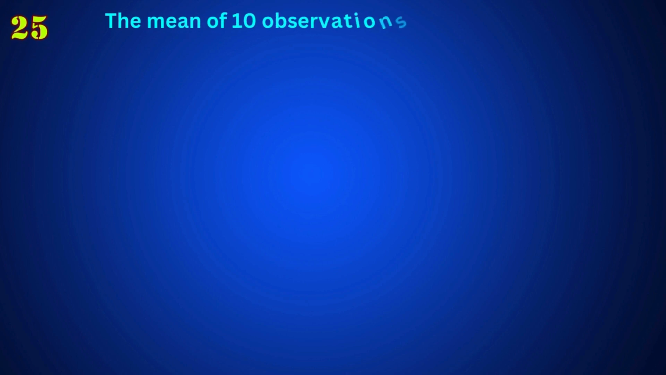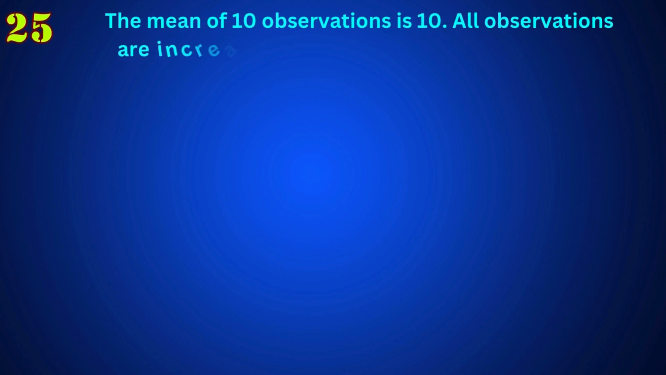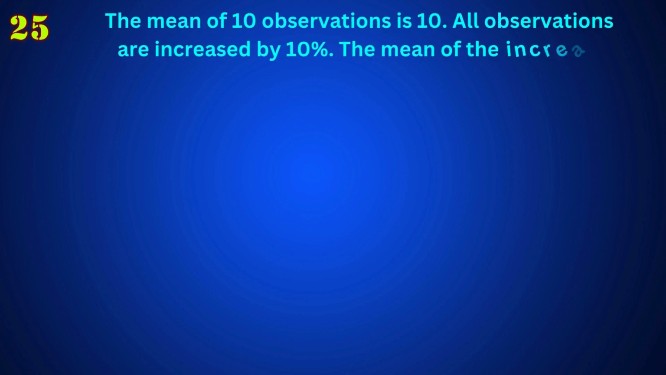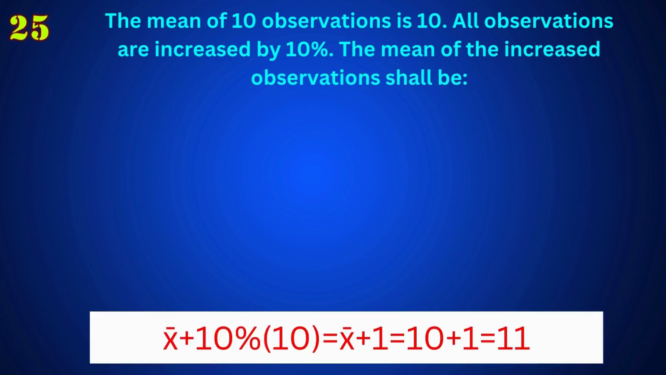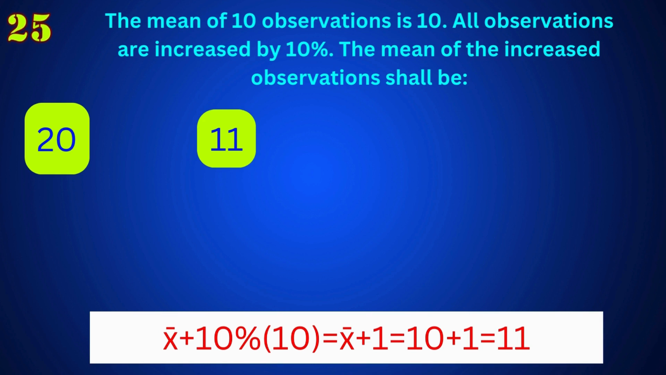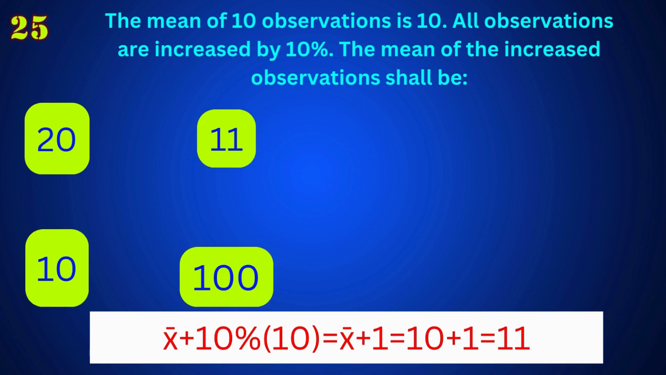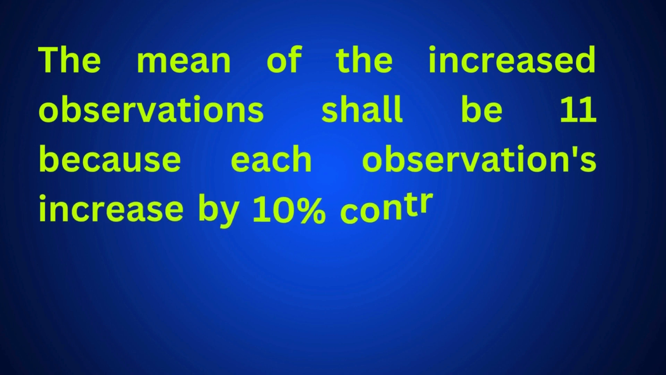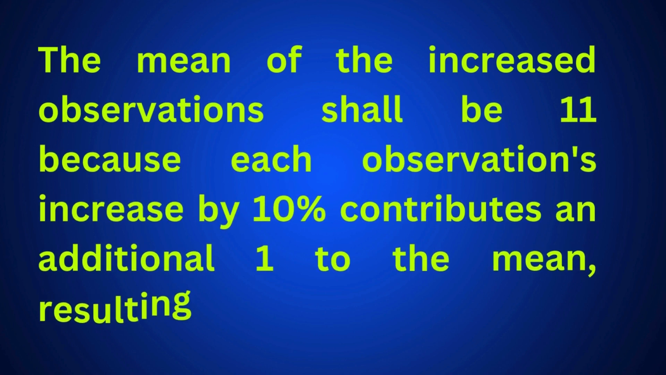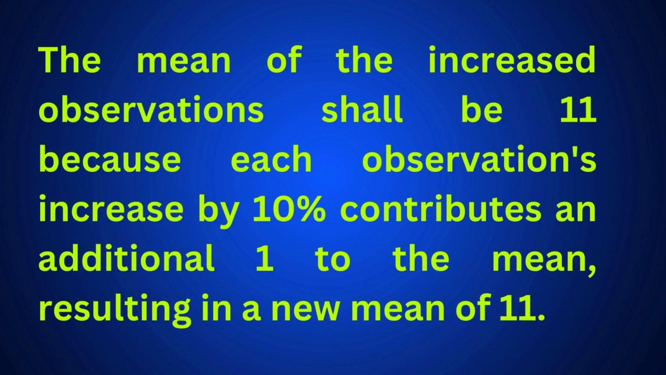The mean of 10 observations is 10. All observations are increased by 10%. The mean of the increased observations shall be. Options are 20, 11, 10, 100. Right option is 11. The mean of the increased observations shall be 11, because each observation's increase by 10% contributes an additional 1 to the mean, resulting in a new mean of 11.